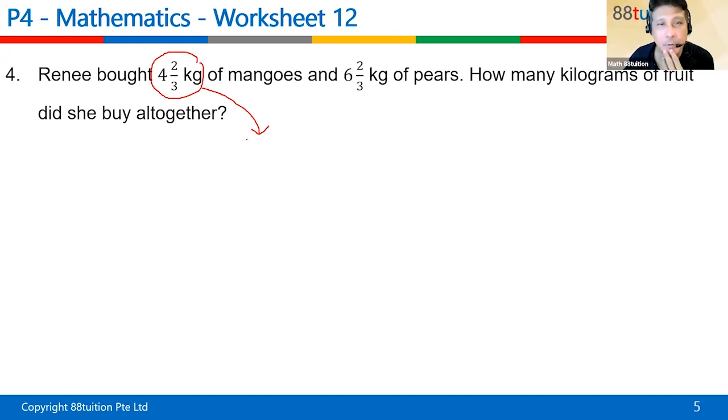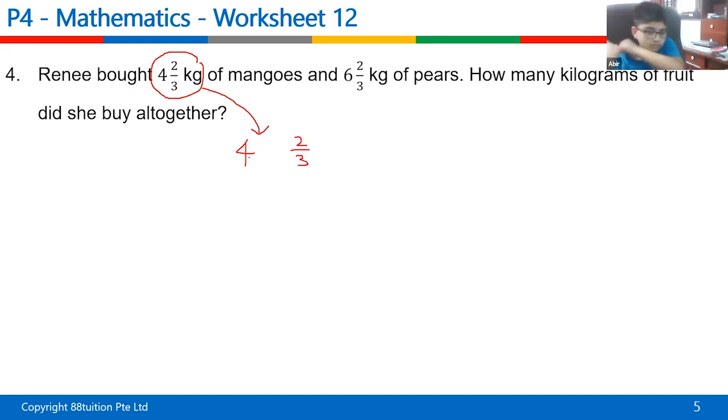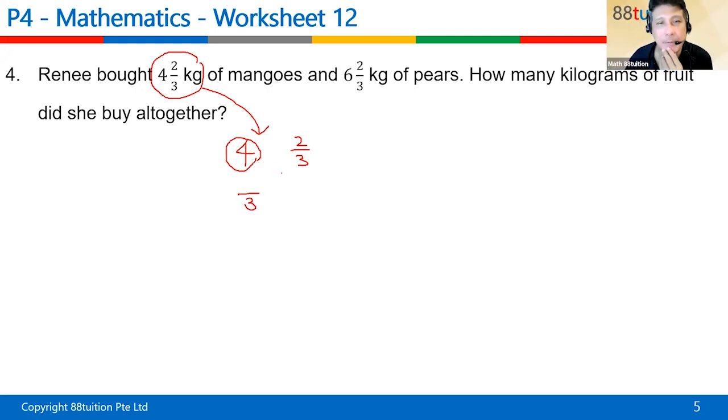If you don't know, let's split it into 2 parts. You have the 4 whole and you have the 2/3, right? Let's treat them separately first. 4 whole is actually how many out of 3? Because you know 4, if you change it into a fraction, it's actually 4 out of 1. So how many out of 3? 12 out of 3. Very good. Then, of course, you have the other 2/3 because that is part of it, right?